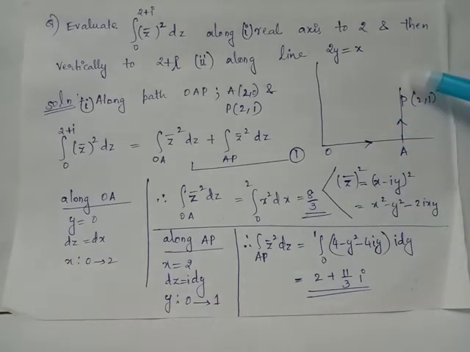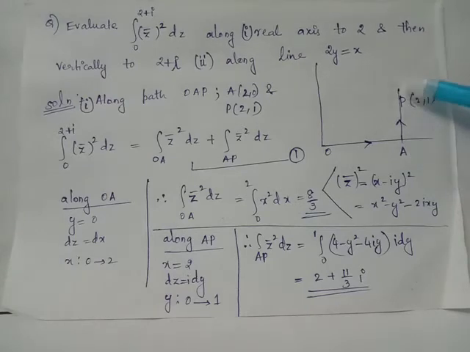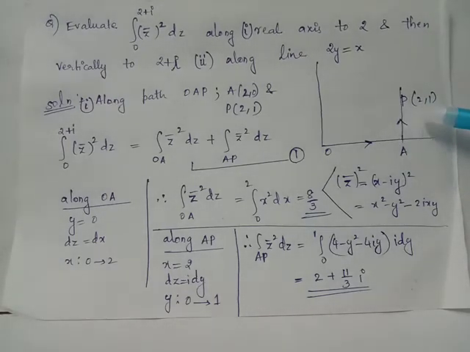Now along AP, we have x equals 2. This is the line which is parallel to the y-axis and has the equation x equals 2. Here dz equals i dy, and y ranges from 0 to 1, because the y coordinate of A is 0 and the y coordinate of P is 1. Here x equals 2, therefore dx becomes 0. That's why dz equals dx plus i dy can be written as 0 plus i dy, or dz can simply be written as dz equals i dy.